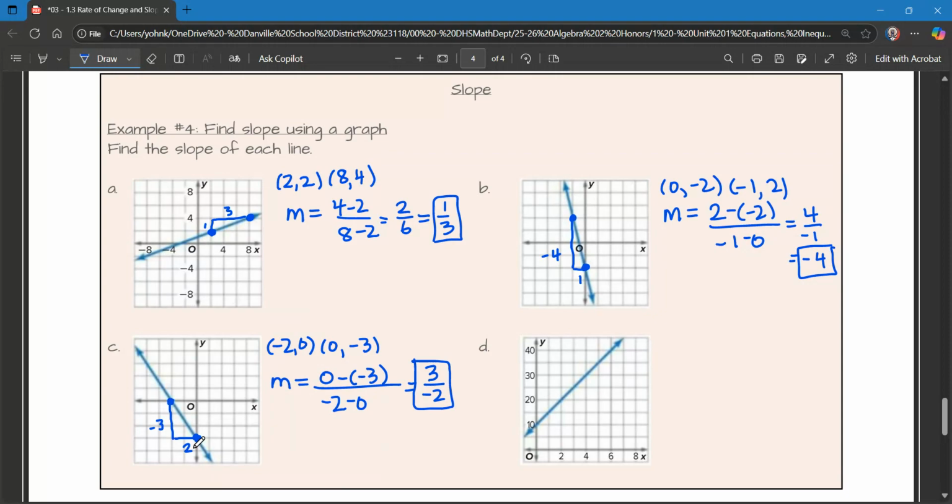Kids, when you're counting, you always go from the left dot to the right dot. Never count right dot to left dot. Count like you read, left to right. All right, last one, letter D.